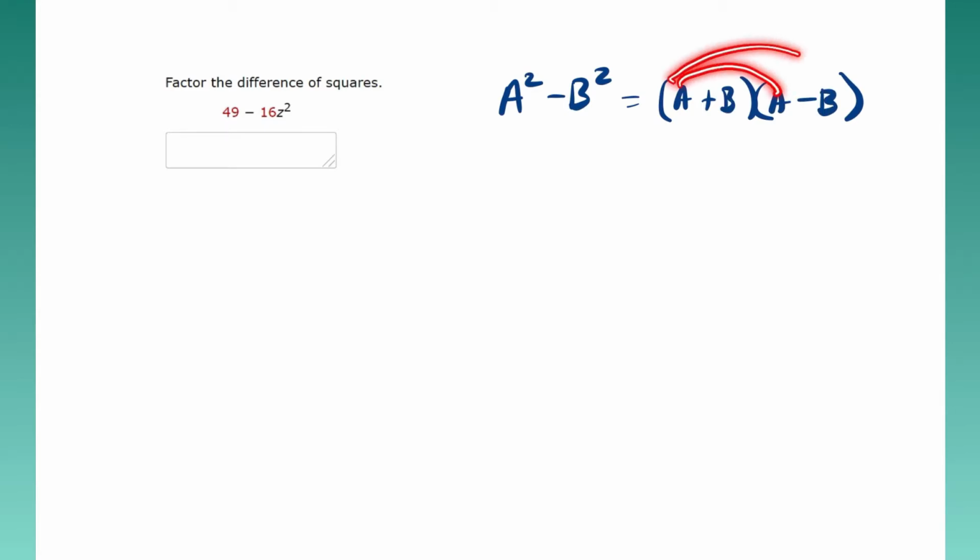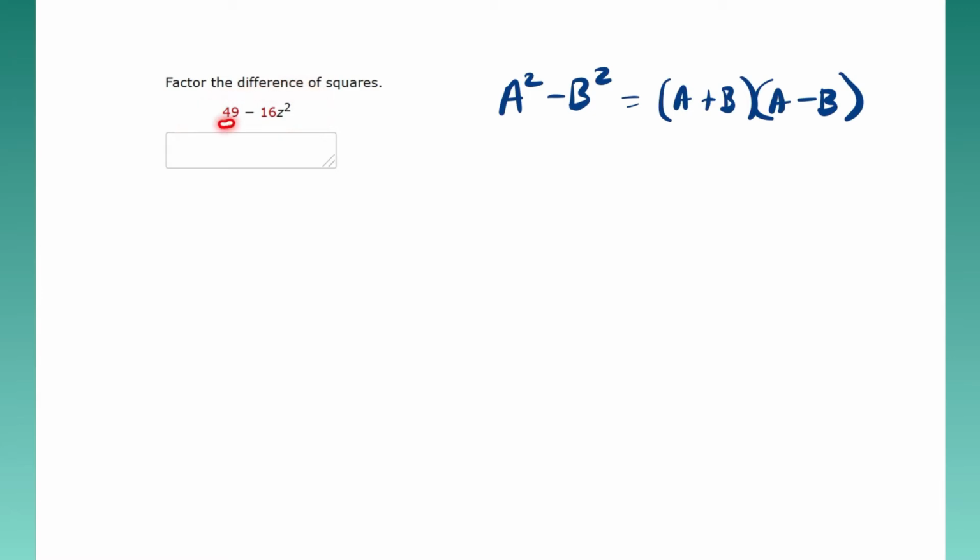So the way the difference of two squares works is you have a squared minus b squared, and that can be written as a plus b, a minus b. And you can verify that by foiling. If you foil, you're going to get this expression back.